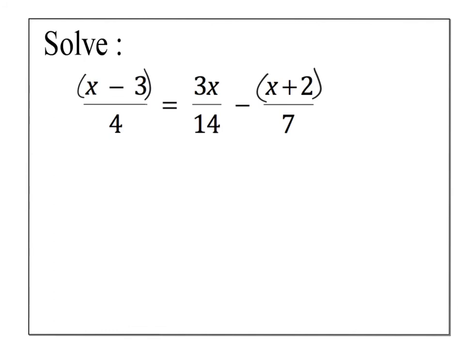There are some teachers that make you work through the whole thing with the fractions there. I'm not one of those teachers. One of the properties of equality says if you multiply everything by the same number in an equation, then you didn't change the equation, you just changed the way it looks. So what we need to find is the common denominator. I see a 4, a 7, and a 14. I need the common denominator.